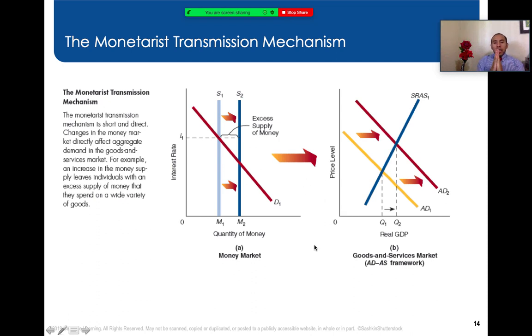Now, it is possible for prices to increase. The question is, how quickly are they going to increase? This is a direct effect in the market. The money supply increases. It's going to increase aggregate demand from AD1 to AD2. Output increases from Q1 to Q2. The price level goes from equilibrium 1 to equilibrium 2 at a higher rate in the goods and services market.